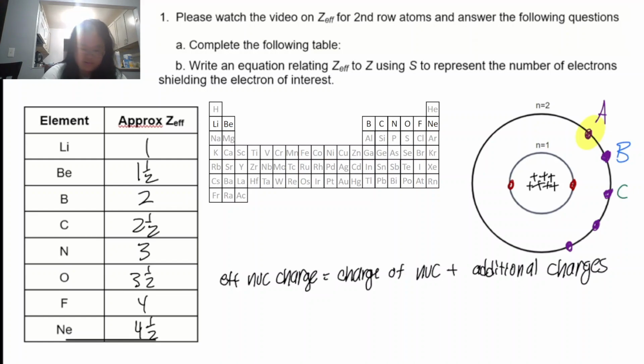So we know that the effective nuclear charge is Z effective. And we know that the charge of the nucleus is just equal to the number of protons, which is Z. And we've been calculating our additional charges by looking at all of the electrons besides our electron of interest, aka the external charge, which tells us it's S. But since electrons are negative, it is -S instead of +S. So this is our answer to part B.